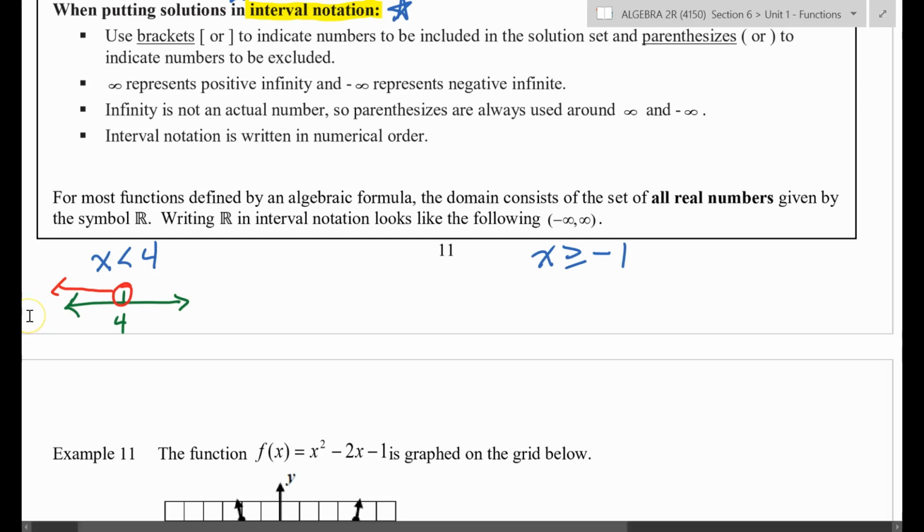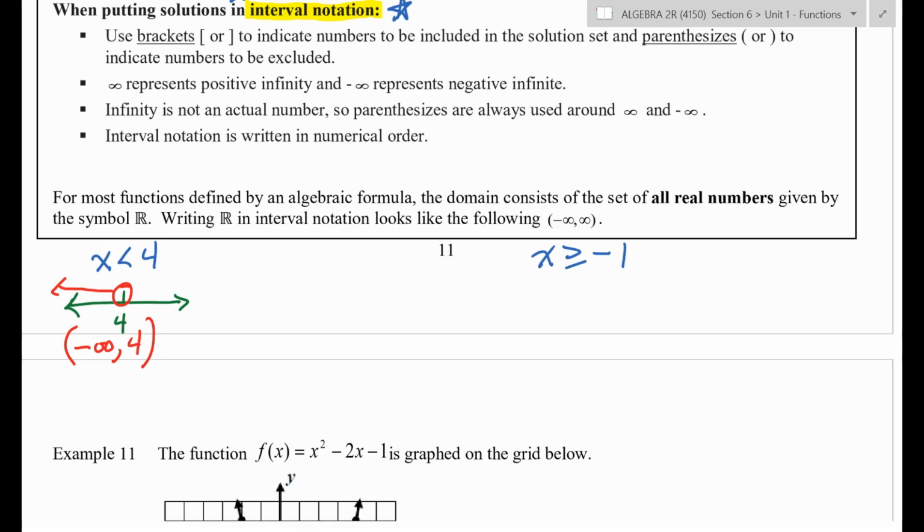But where does it begin? -infinity. Hey guys, quick question. Can you put your finger on -infinity? So can you ever get there? So can you ever equal it? So can you use a bracket? What do you have to use instead? Parenthesis. It starts at -infinity and goes until we get to what? 4. And are we allowed to be 4? So we use a parenthesis.